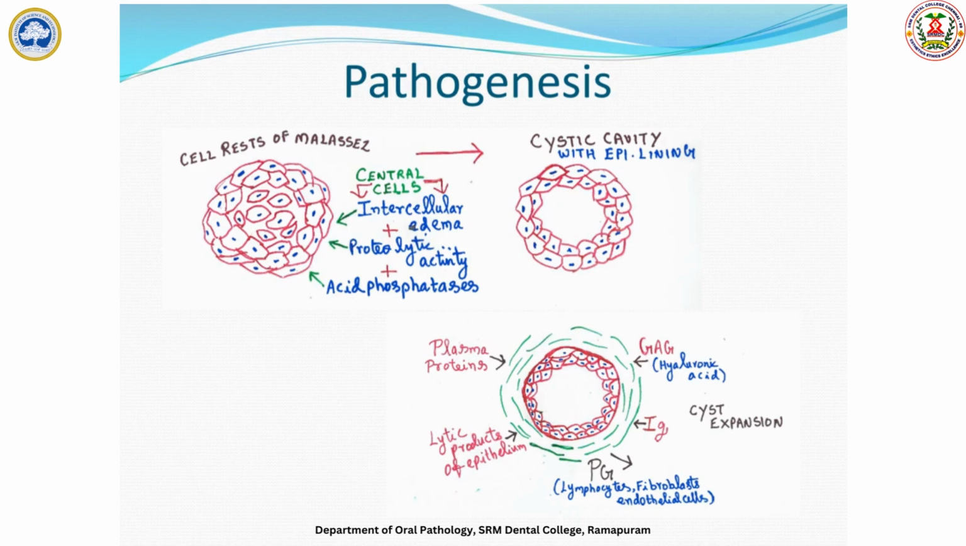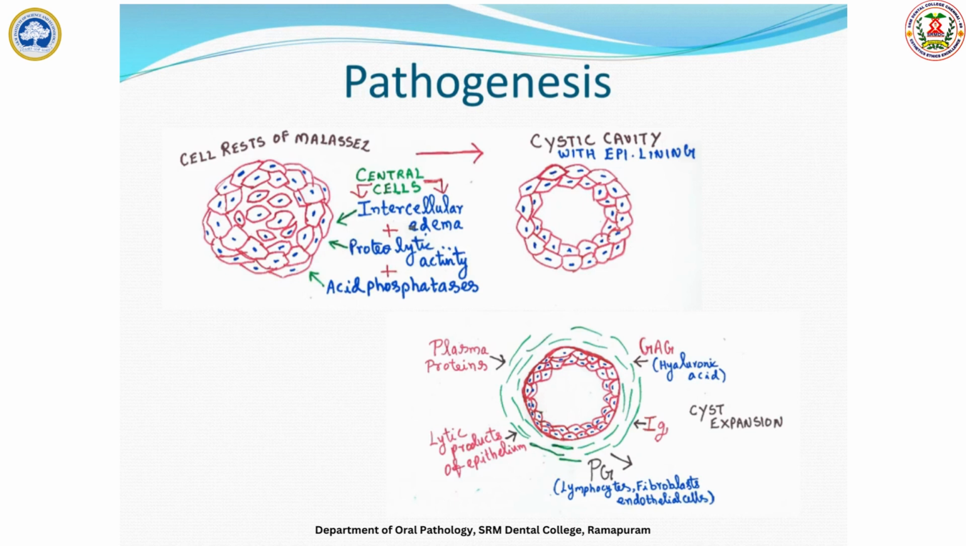That is what this picture is saying. When you see from the left side, that is the initial expanding island. Once that island begins to expand, the cells present in the center of the island may be devoid of nutrition. So the cells in the center of the island will undergo necrosis by proteolytic action. When these central cells undergo necrosis, the central part of that particular cell rest of Malassez will be devoid of cells and creates a cavity. So thereby the cyst forms.